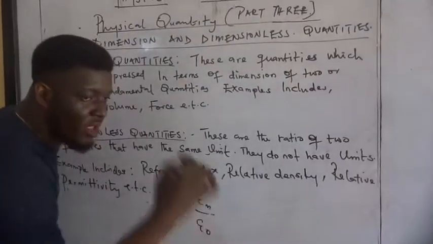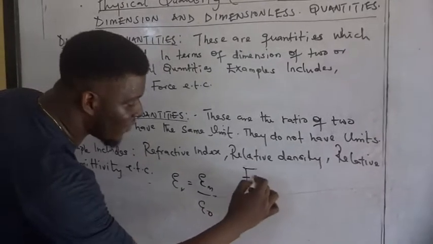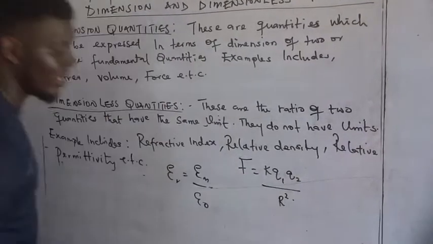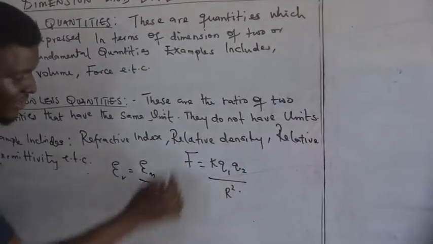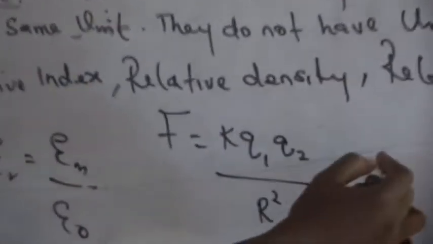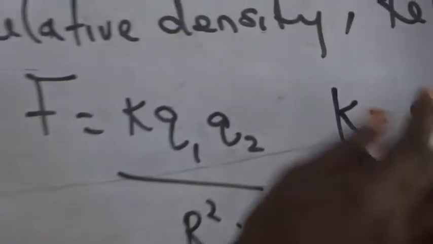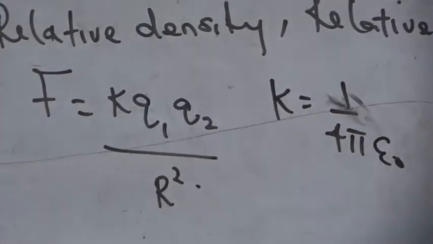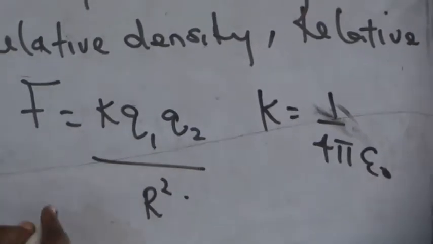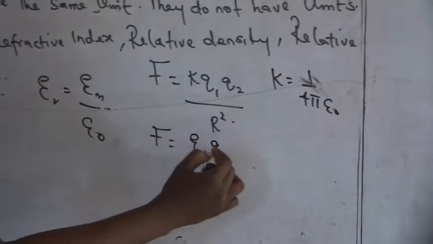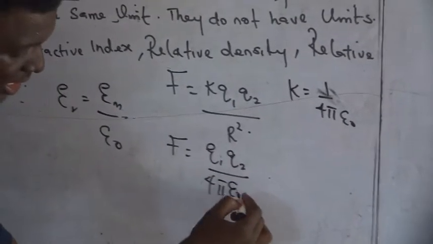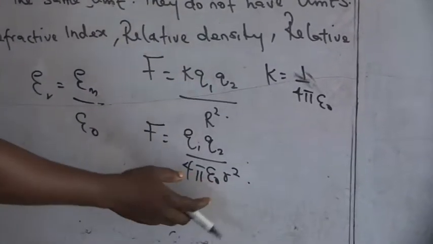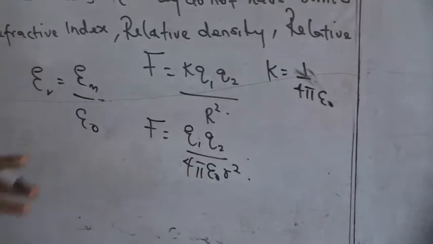In force, in Coulomb's law, we have F equals KQ1Q2 over R squared. Our K equals 1 over 4 pi epsilon. So F equals Q1Q2 over 4 pi epsilon R squared. Here we can make our epsilon epsilon naught, which is the permittivity of free space. It's a very interesting topic.